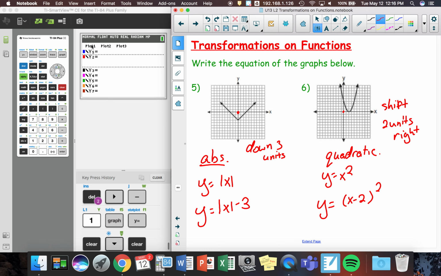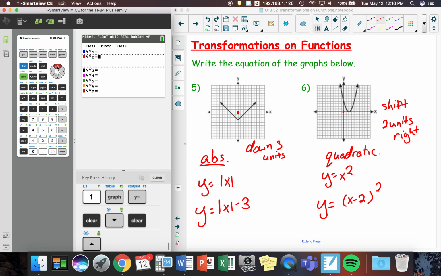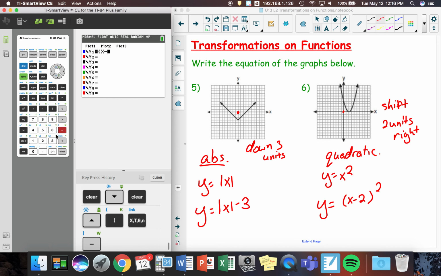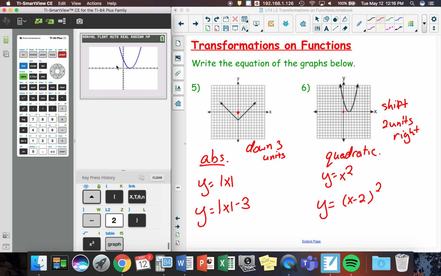And also, if you have a calculator, just check it out to make sure that it's right. So if I type in parentheses x minus 2 squared, there you go. It looks exactly the same. So I know that I'm right.